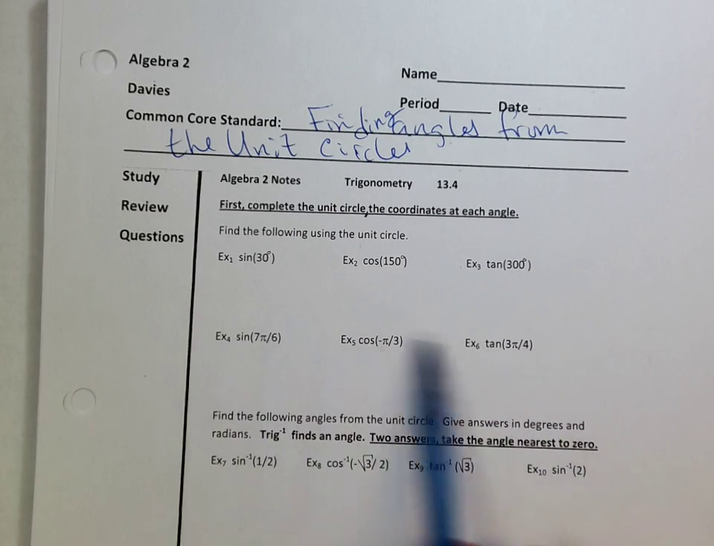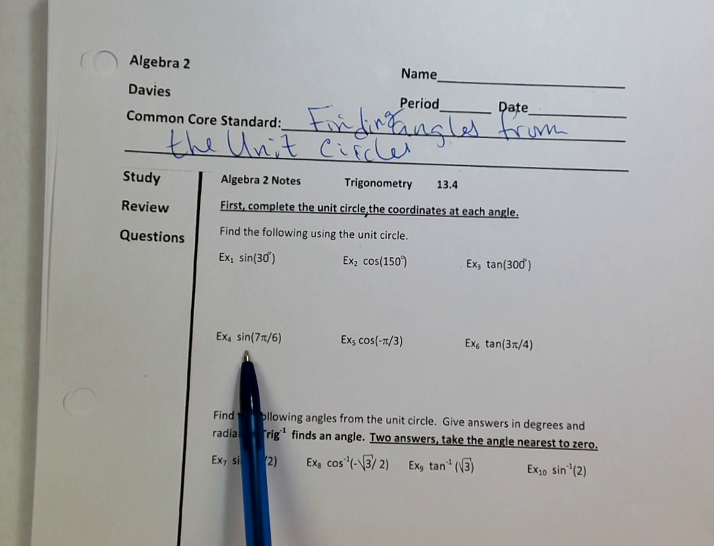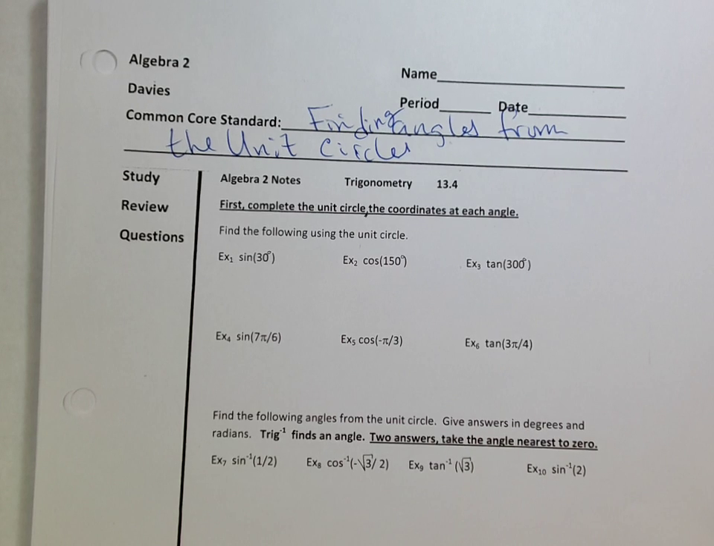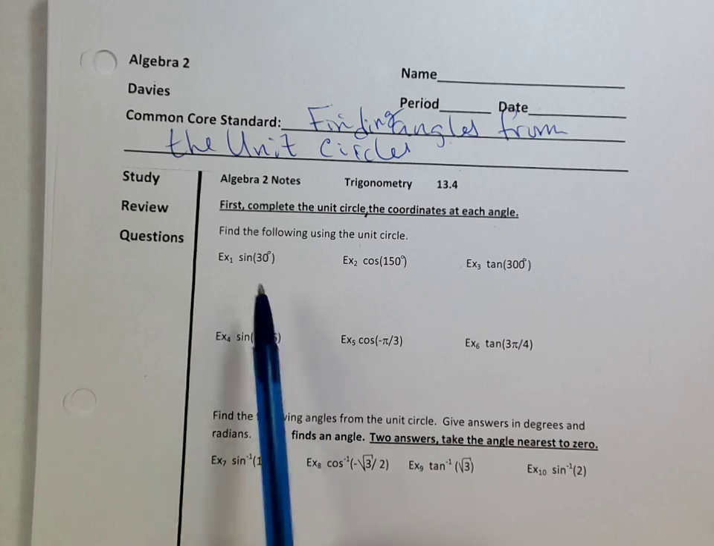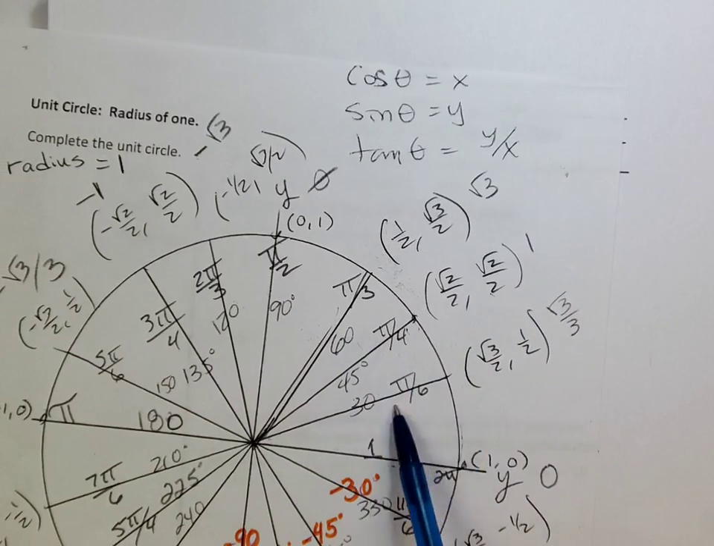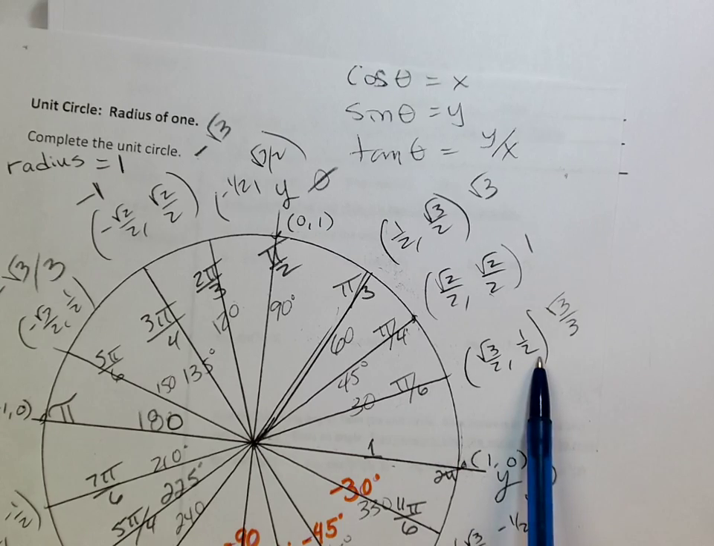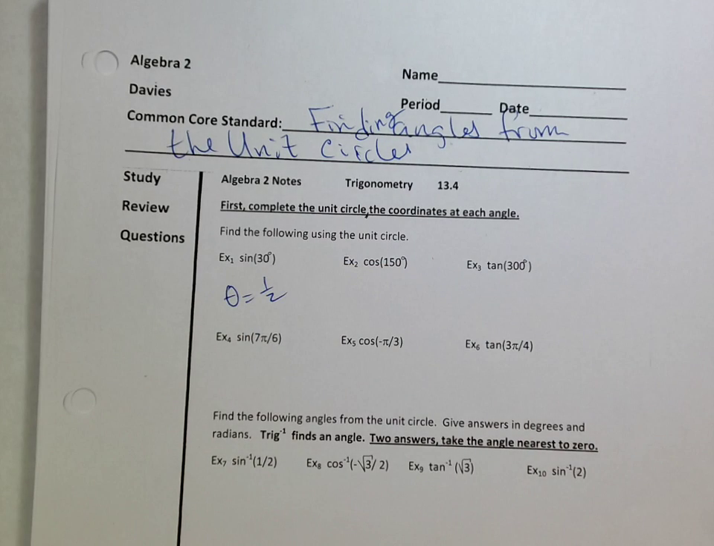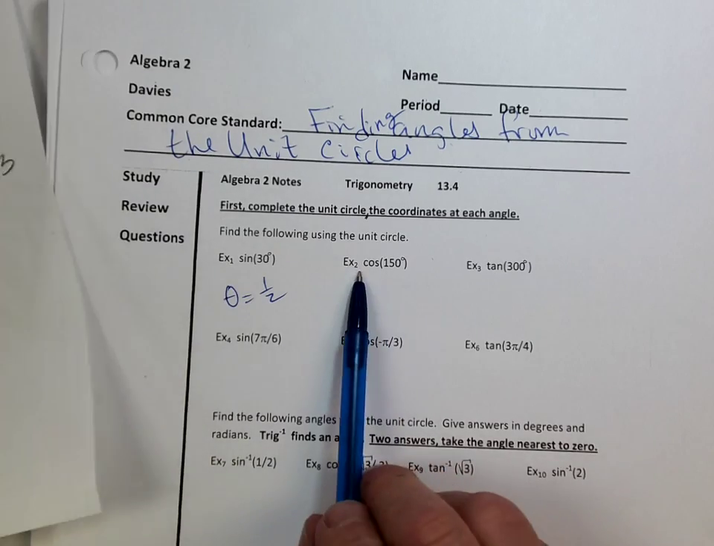So the first 6 questions, we already know the angle. The first 6 questions are what we did on Friday, and I just wanted to do a little review of that to make sure we can see the difference between the two, okay? So example 1, sine of 30. We go to 30 degrees. Sine is the y value, which is 1/2, right? Thumbs up? Okay.